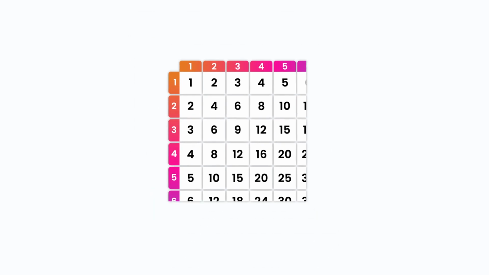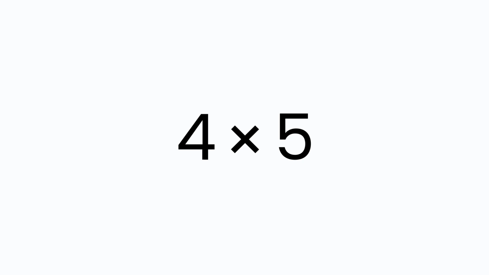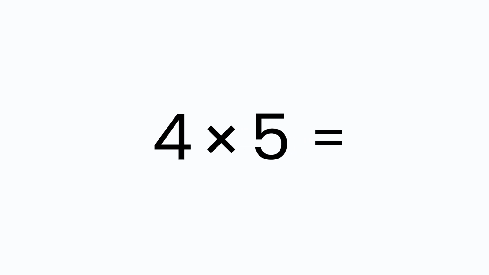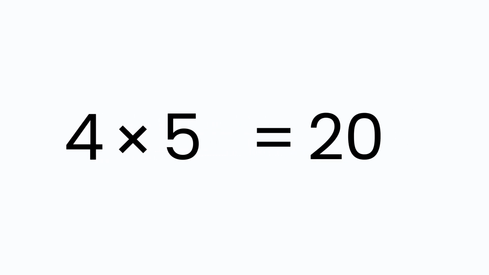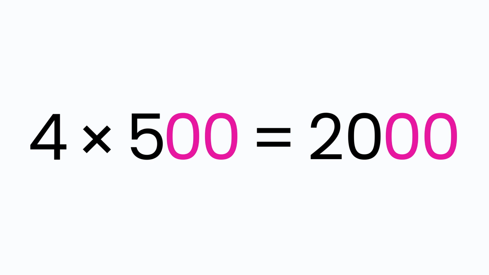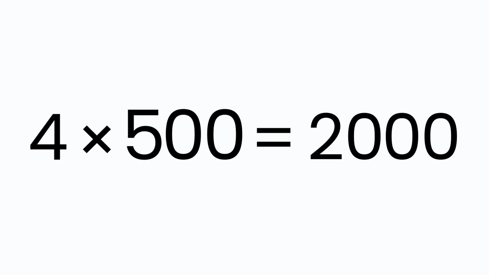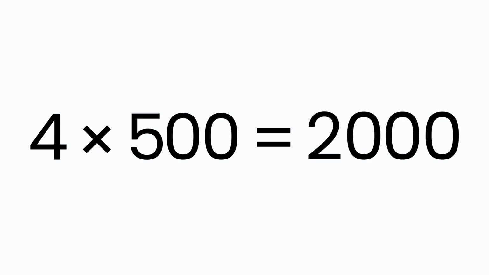Consider the following example. 4 times 500. 500 is the round number. If you ignore the zeros in the round number, you are left with 4 times 5. The answer is 20. Then you count the number of zeros in the round number and put them after the last digit in the answer. So 4 times 500 equals 2,000.